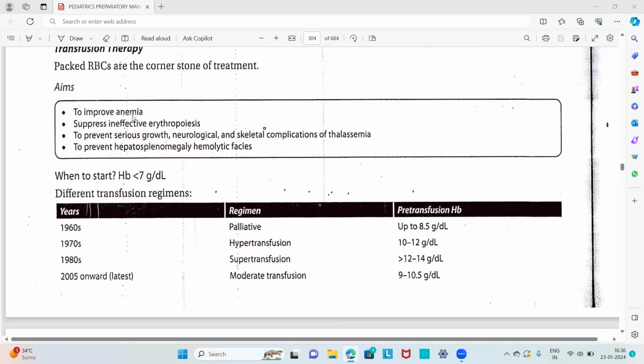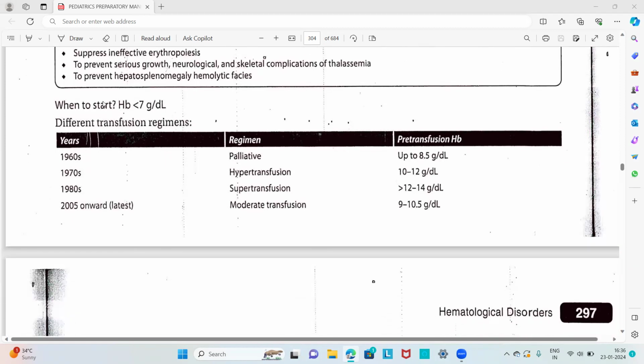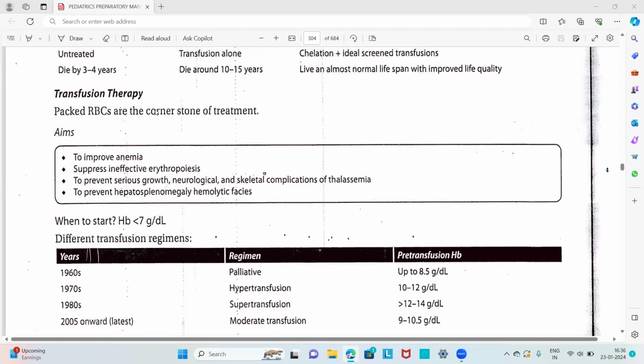Treatment aims to improve the anemia, suppress ineffective erythropoiesis to prevent the serious growth, neurological or skeletal complications of thalassemia, and to prevent the hepatosplenomegaly and hemolytic phases. When to start? If the hemoglobin is less than 7 gram per deciliter, we have to start the blood transfusion.